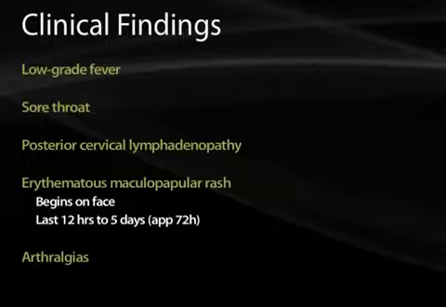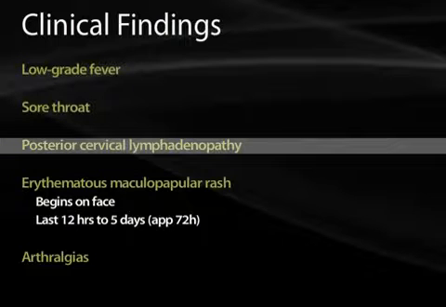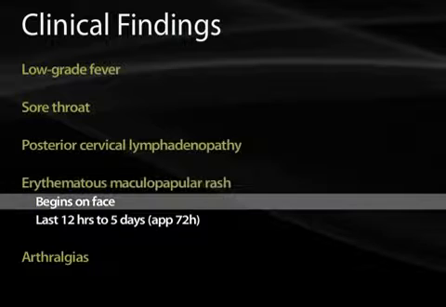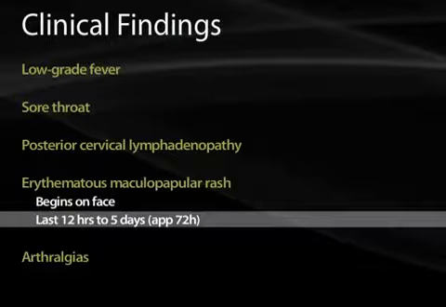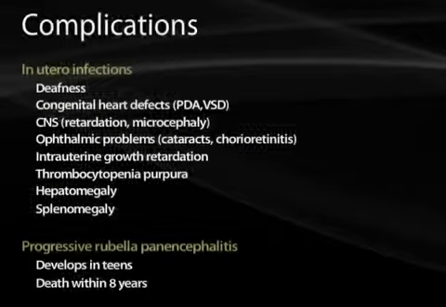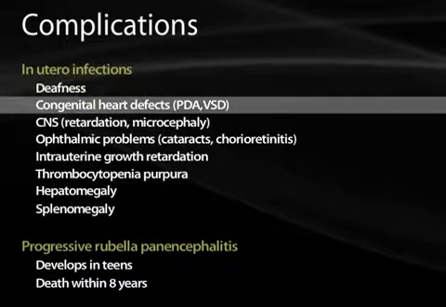The clinical findings include what's called 3-day measles. You have a low-grade fever, a sore throat, then posterior cervical lymphadenopathy. Then you get the onset of an erythematous maculopapular rash. It begins on the face, lasts about 12 hours to 5 days, approximately 3 days, and you can have associated arthralgias. Complications include in utero infections where you get deafness, congenital heart defects like a patent ductus arteriosus or a ventricular septal defect.